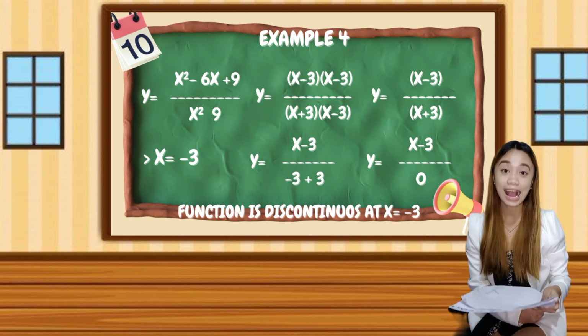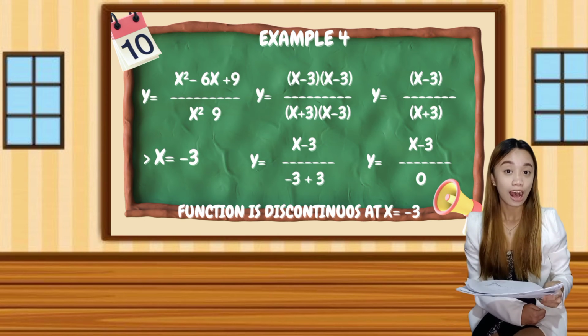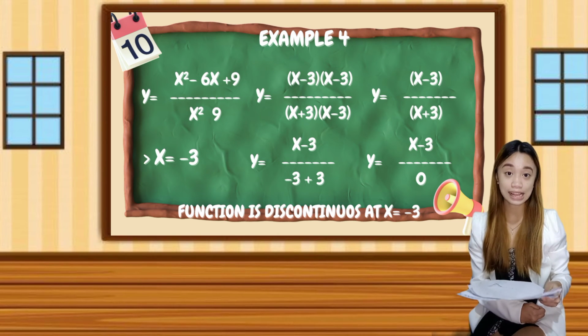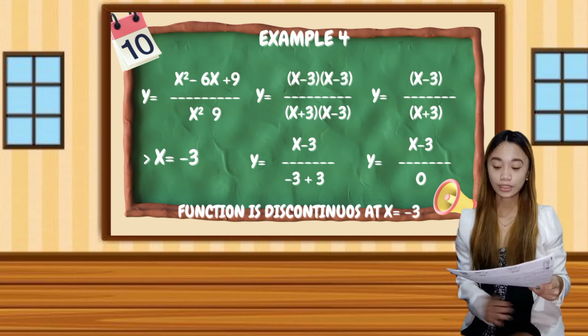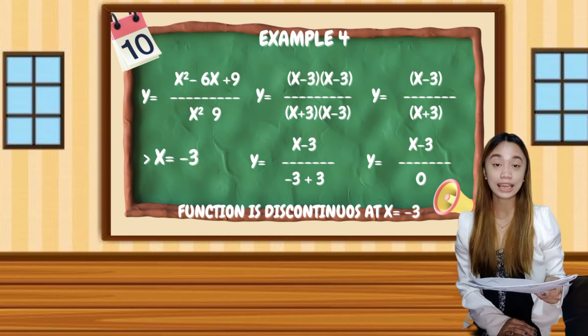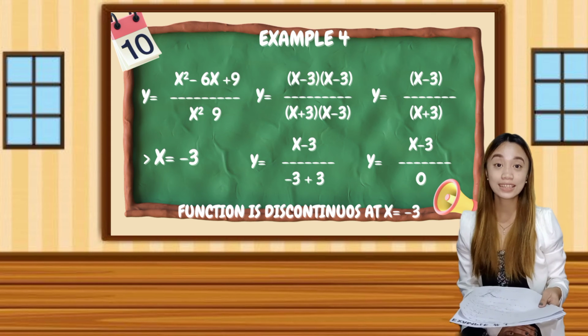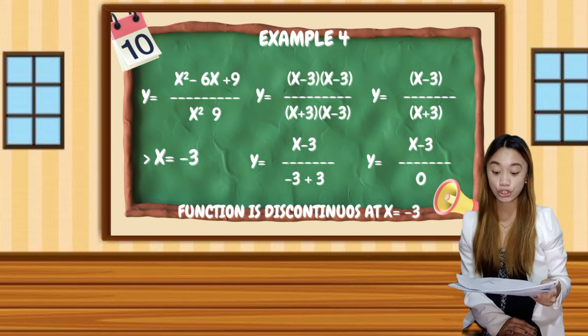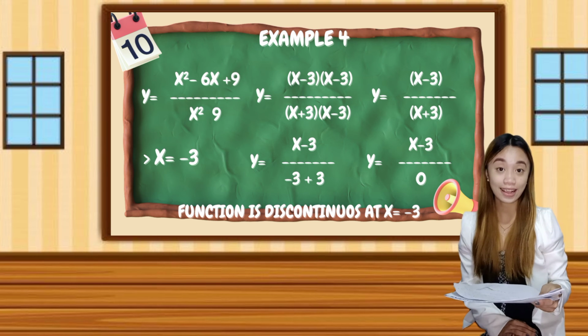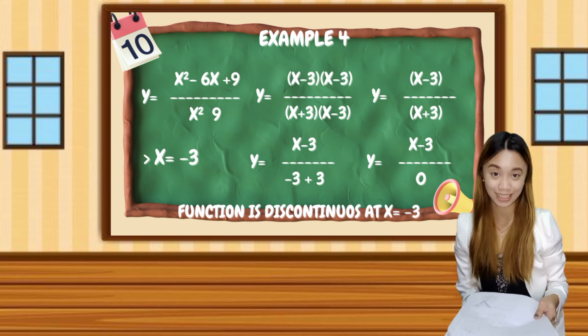equals to 3. Kailangan natin i-equate ang ating denominator, and since ang natira na lang sa ating function is y is equals to x minus 3 all over x plus 3, ang ating equation could be x is equals to negative 3 as we equate x plus 3 into 0. So we have y is equals to x minus 3 all over negative 3 plus 3. So our remaining denominator of x plus 3 indicates a vertical asymptote at x is equals to negative 3. To conclude, the function y is discontinuous at x is equals to positive and negative 3.